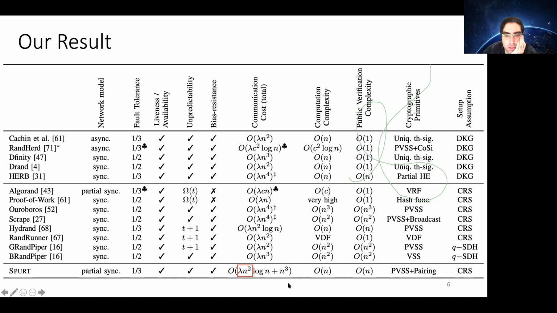And what is the complexity in the best case, or in the optimistic case? Yeah, in the normal case, if there are no attacks, the communication complexity is order lambda n square. So these log n and n cube factors show up because we need to do some extra steps if things don't go the way we expect.